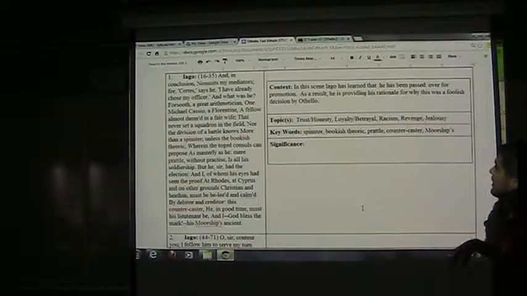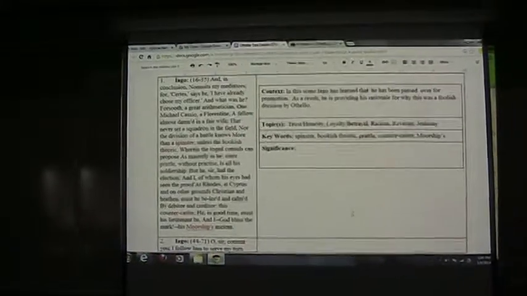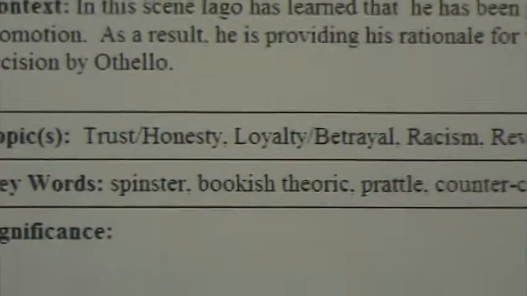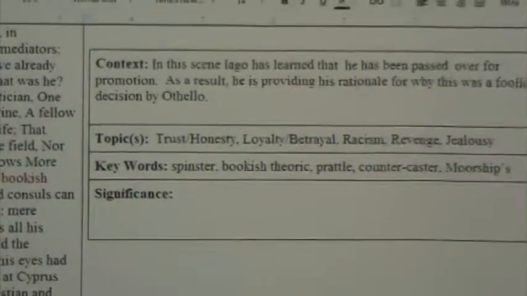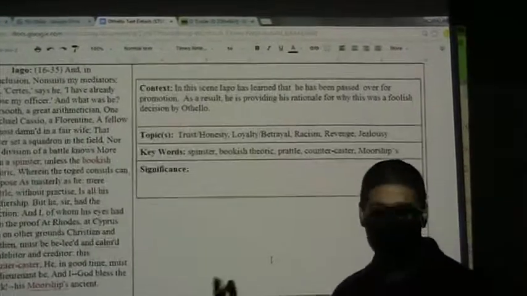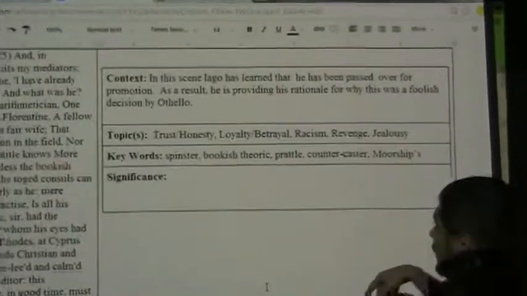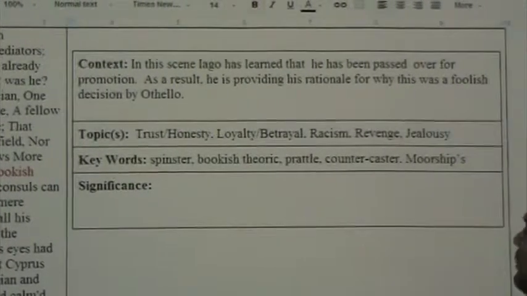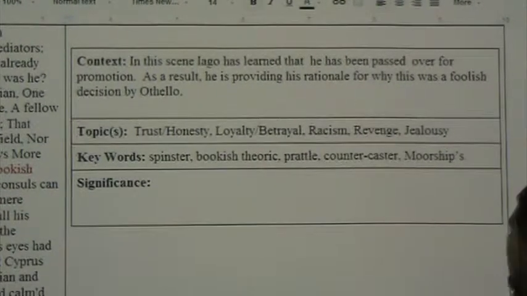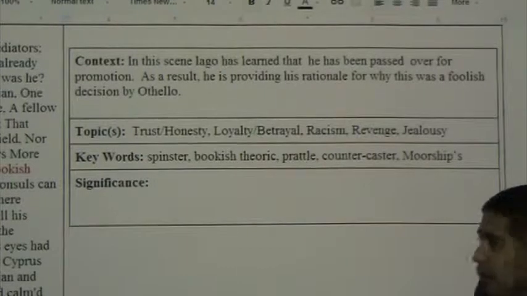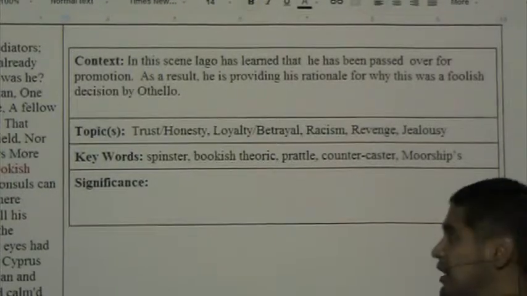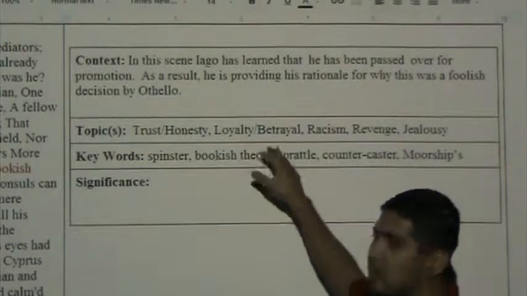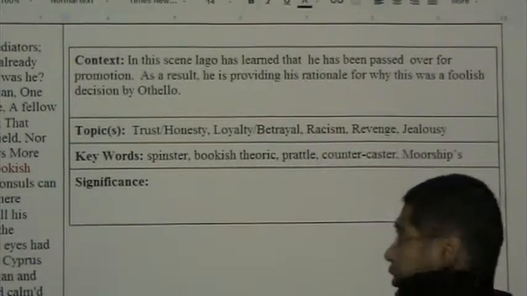What I have up here says, in this scene, Iago has learned that he has been passed over for a promotion. As a result, he's providing his rationale for why this was a foolish decision by the leader, which is Othello. The topics that are addressed here: trust and honesty, loyalty, betrayal, racism, revenge, and jealousy. Now, the reason we're selecting the topics here, guys, really serves a couple of purposes, but one is you're going to see how the keywords really start to tie into some of these as we start to look at them.